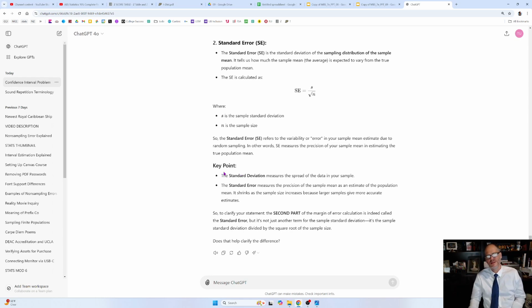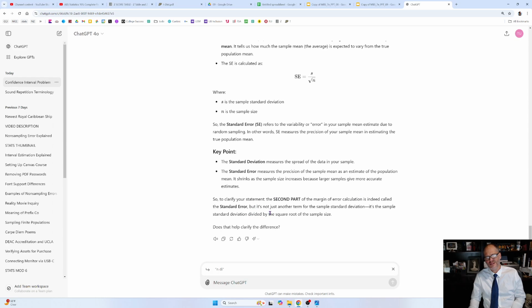That totally makes sense. So to clarify your statement, the second part of the margin of error calculation is indeed called the standard error. But it's not just another term for the sample standard deviation. It's the sample standard deviation divided by the square root of the sample size. Does that help clarify it?